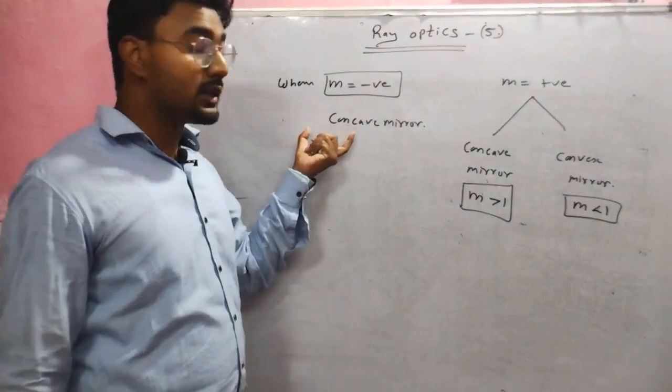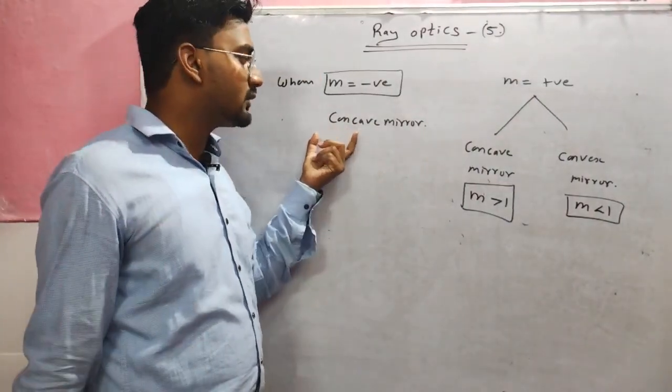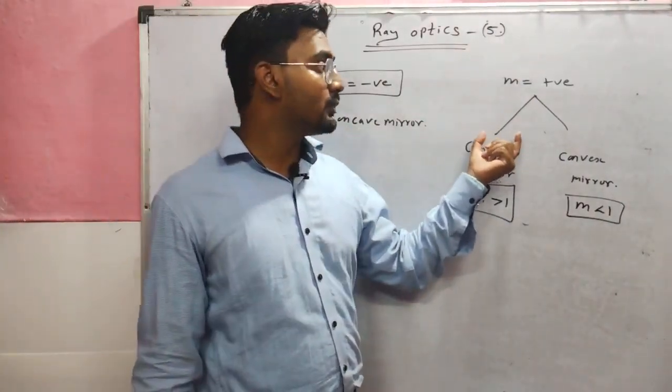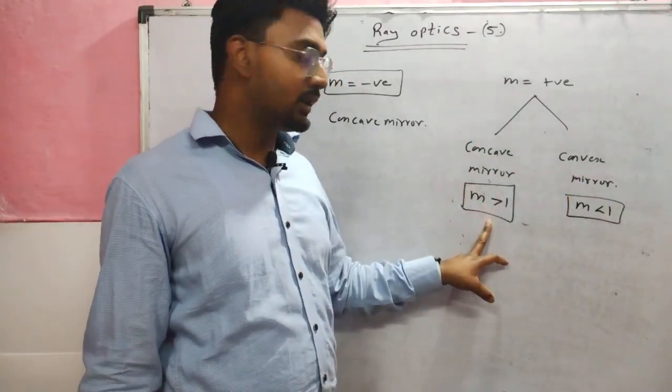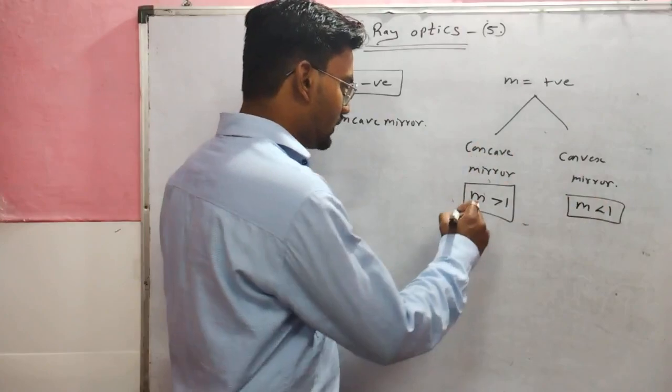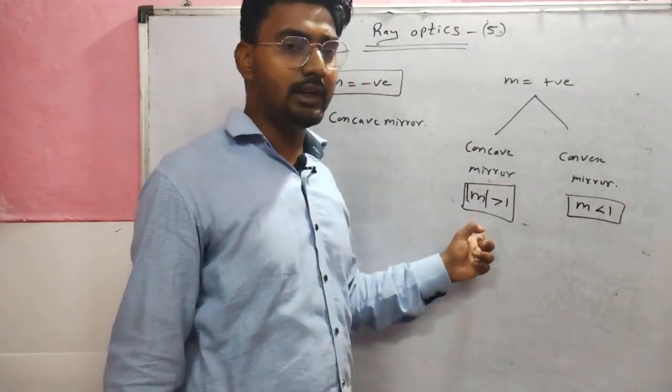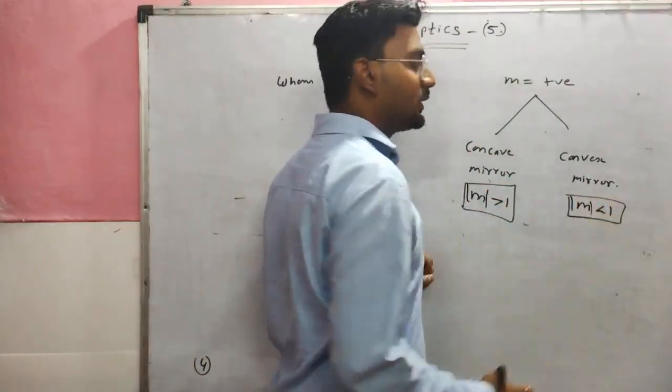So when magnification is negative, you can always say that it is a concave mirror, but when magnification is positive, maybe concave and maybe convex. But for a concave mirror, the magnitude of the magnification is greater than 1. Here the magnitude of the magnification is lesser than 1.